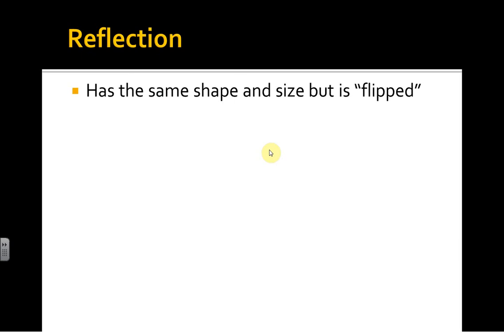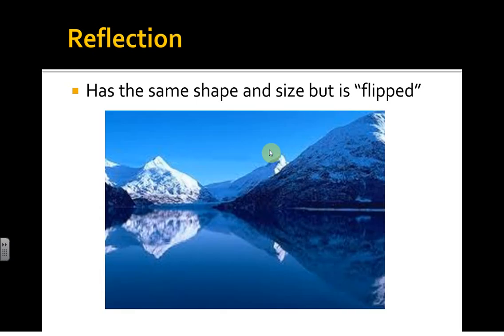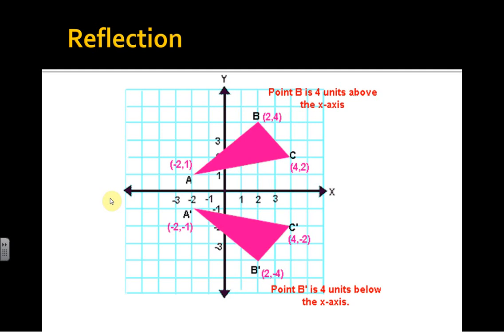A reflection. So a reflection is going to be the flip. Just think about a mirror, think about a lake. You have a reflection, right? There's symmetry through some sort of line. On a graph, it would look like this. Again, your pre-image is the non-prime letters. So what we're looking at is a reflection over the x-axis.